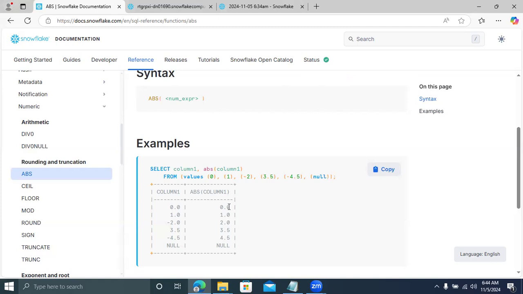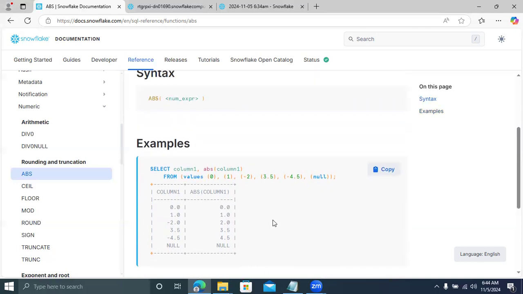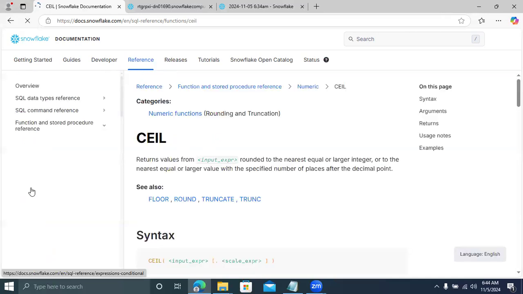Here they're creating a virtual table using VALUES, with many values including null as well. If you give these values to the absolute value function, it will convert all the negative values to positive values. This is what ABS stands for. I want to execute this one. It's very simple. The next one is CEIL. It's a very, very important function.